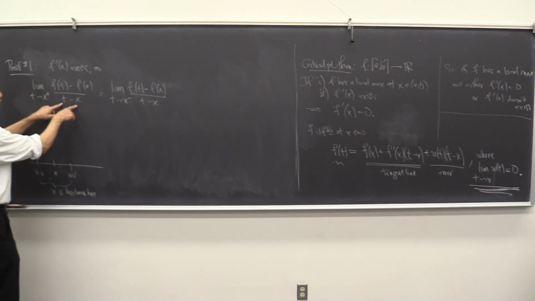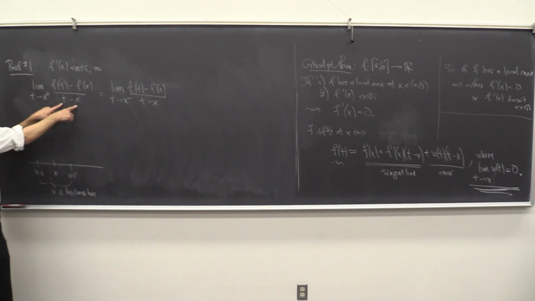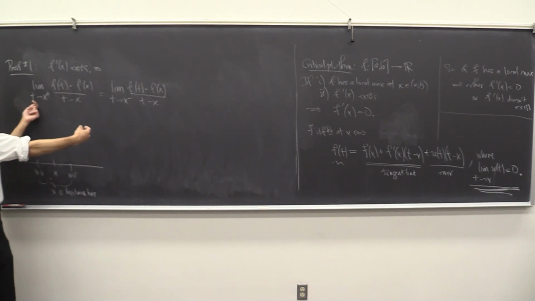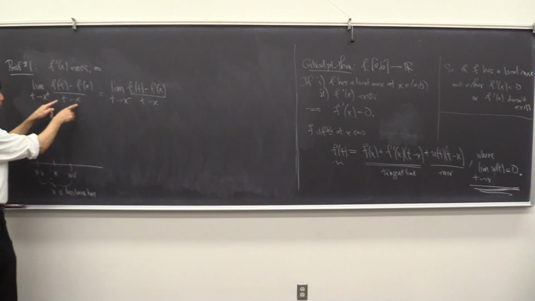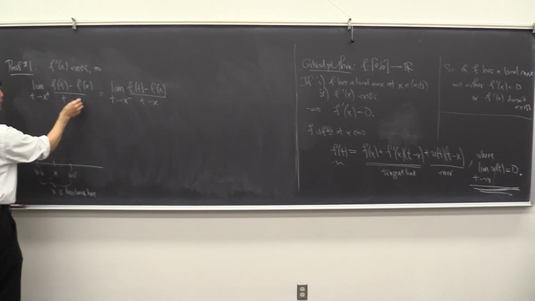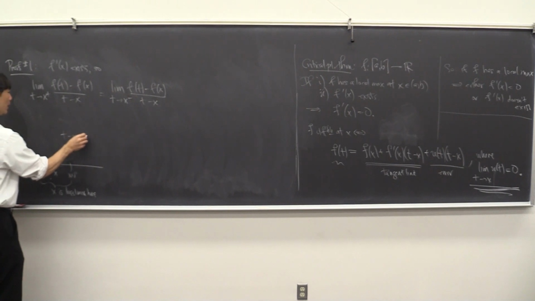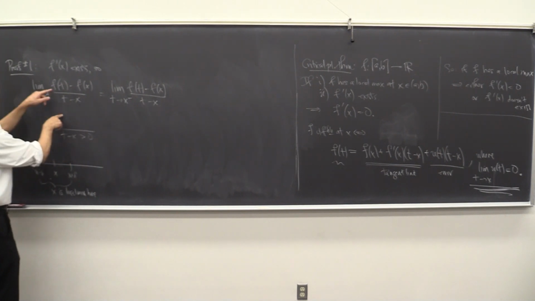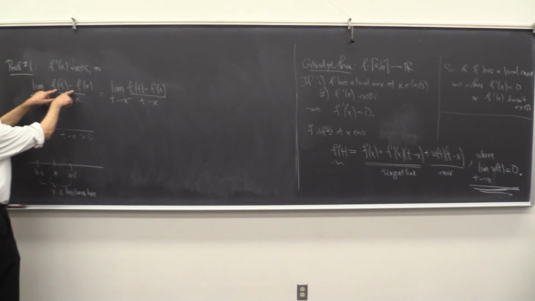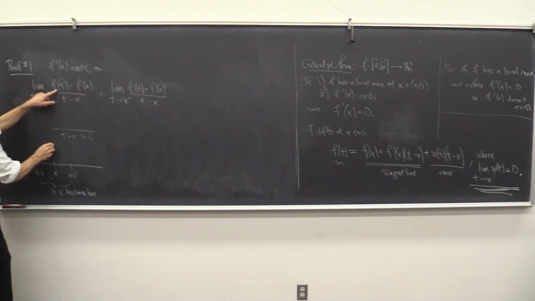if we're looking at the right-hand limit, what do you know about t minus x? t is coming from the right, so t minus x is going to be positive. So you know that this thing is positive, t minus x is positive. And f of t minus f of x, what do you know about f of t minus f of x?